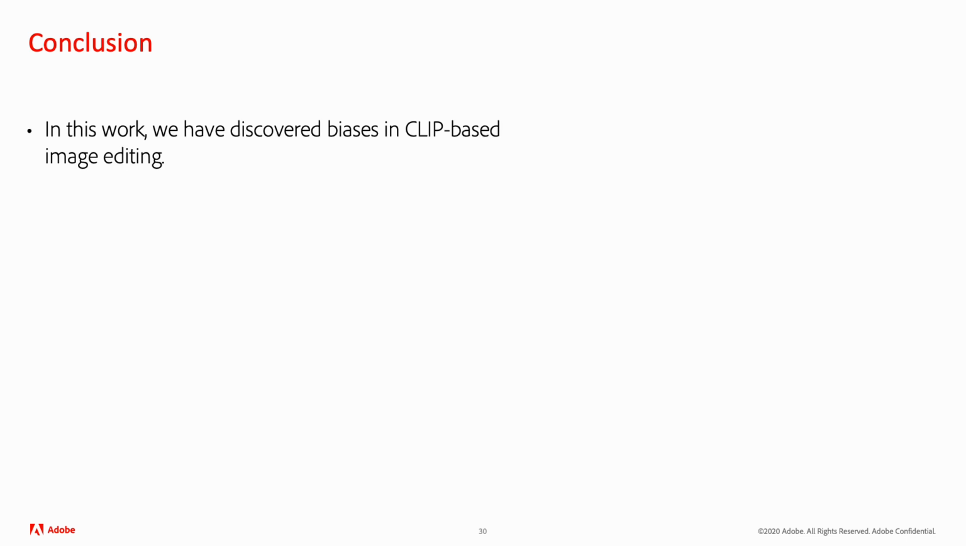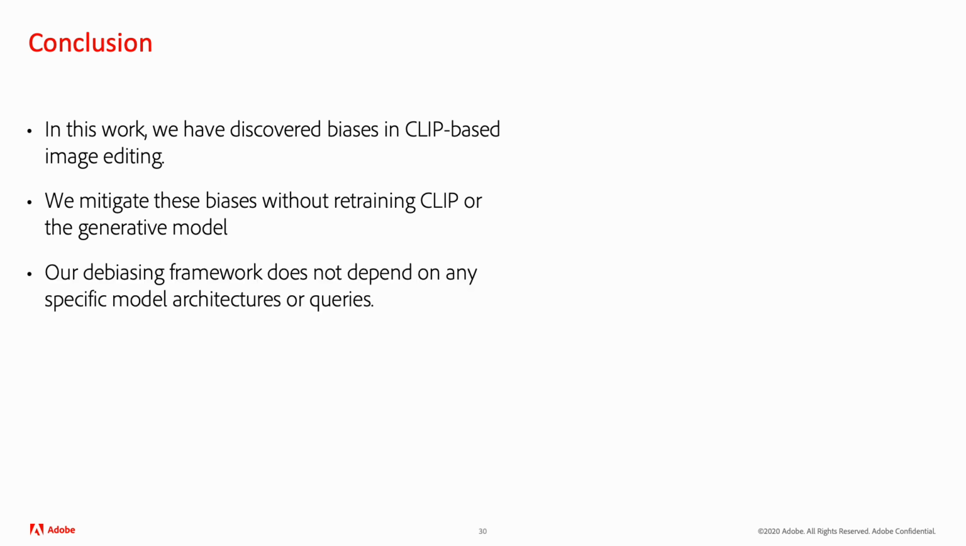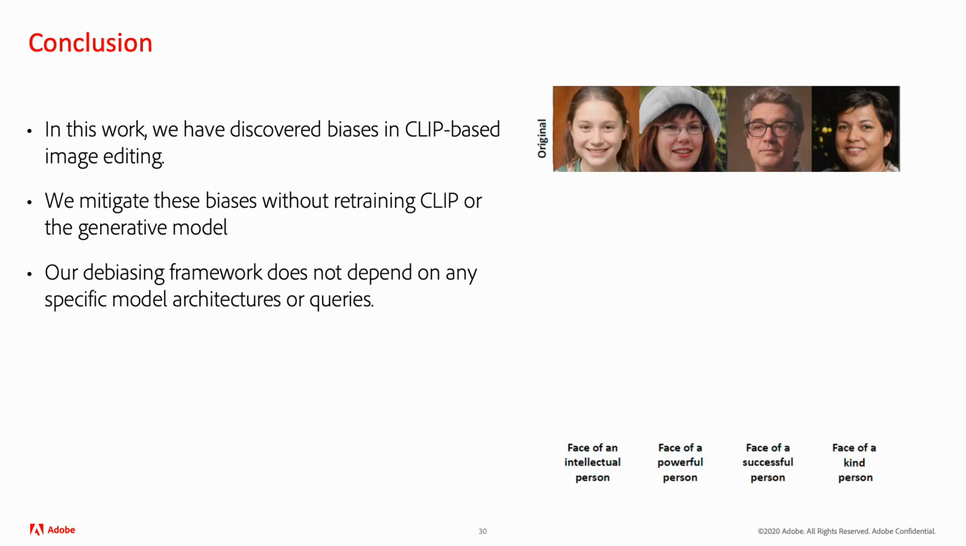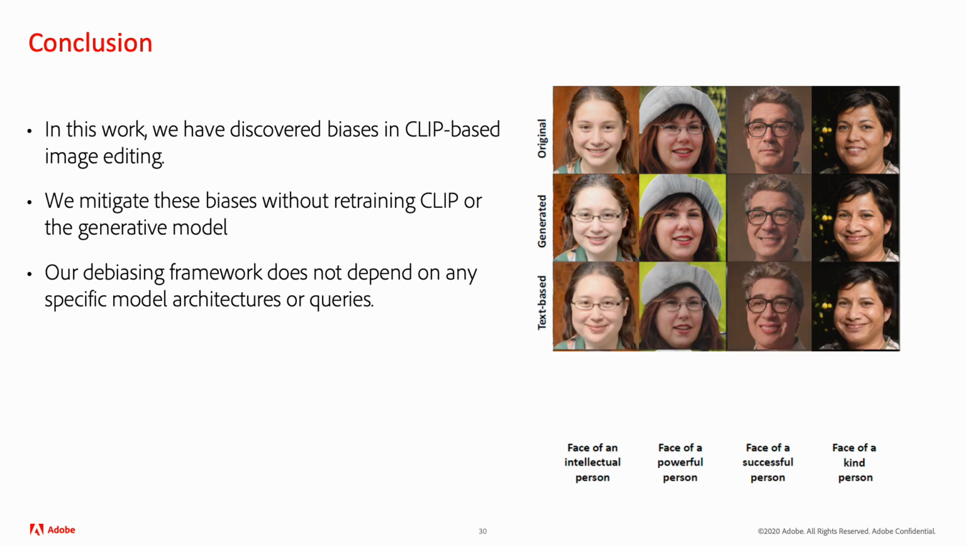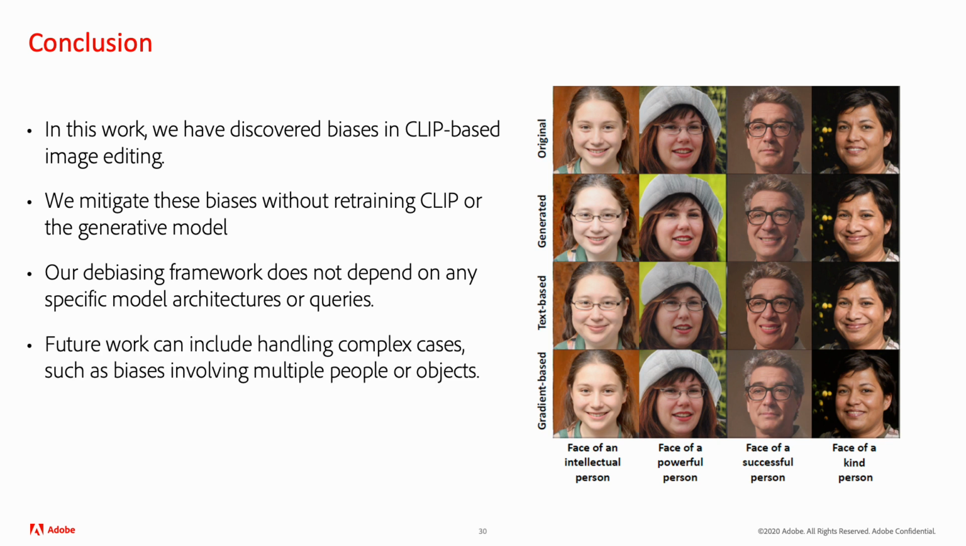So in conclusion, in this work, we have discovered biases in CLIP-based image editing. We mitigated these biases without retraining CLIP or the generative model. Our debiasing framework does not depend on any specific model or architecture. For example, here are some other queries that are not profession related, but our debiasing approach can successfully debias. And in future, we can include handling complex cases such as biases involving multiple people or objects.